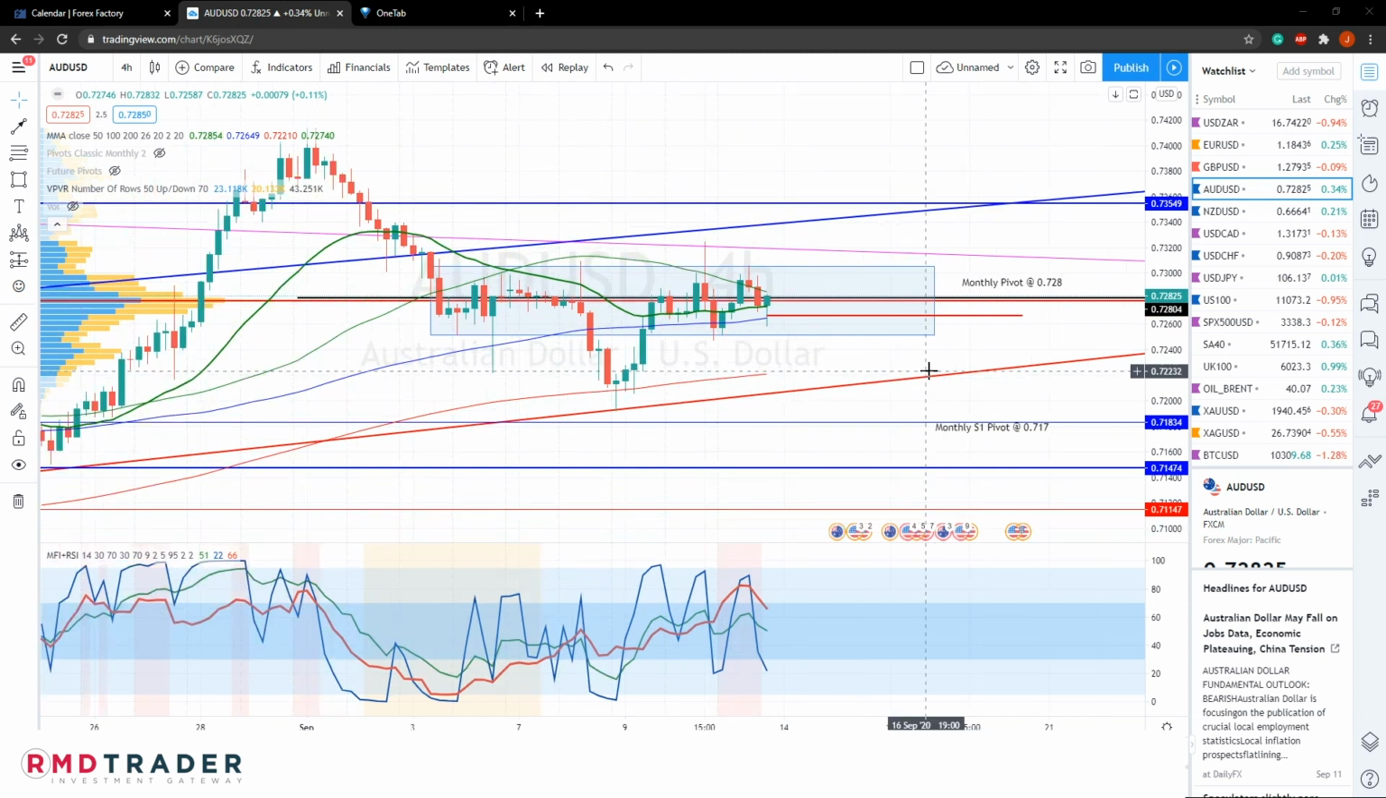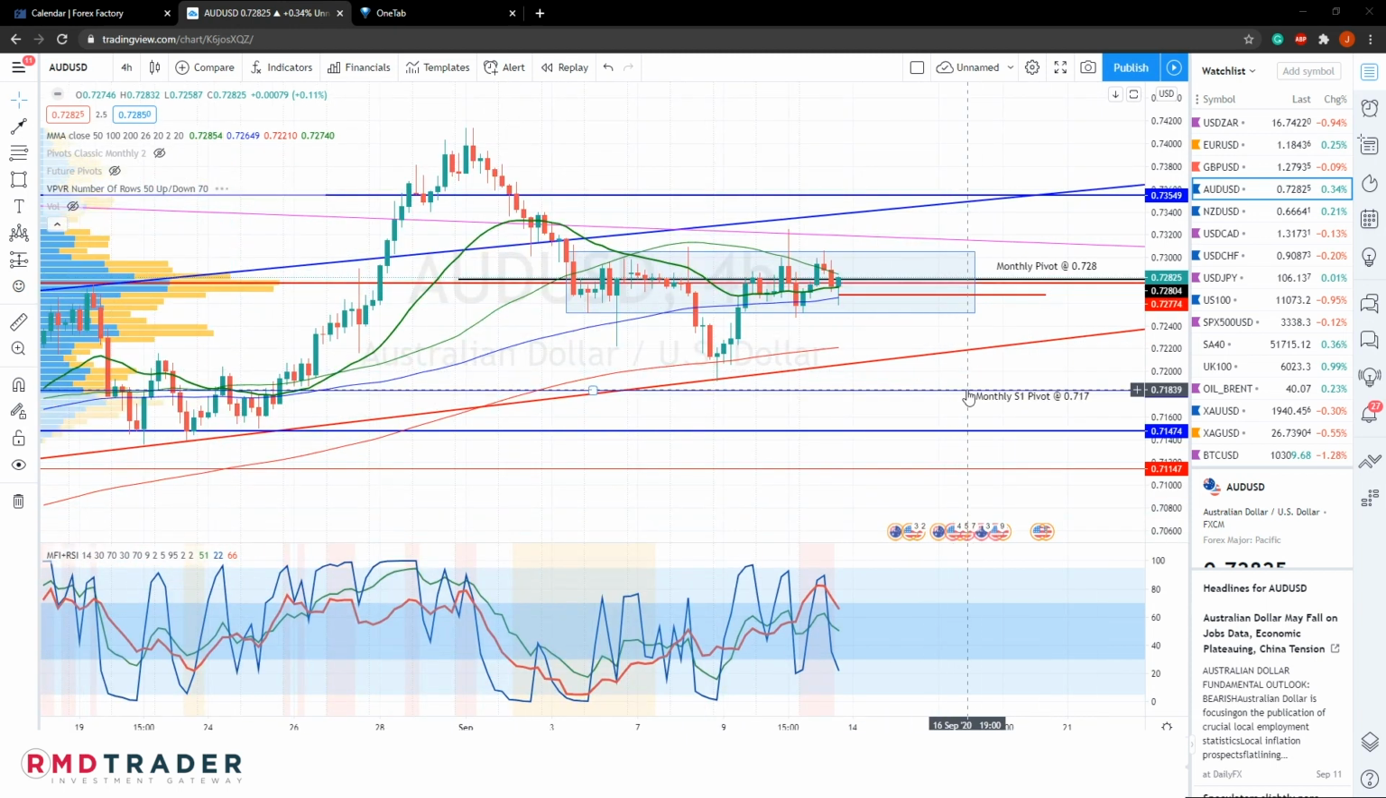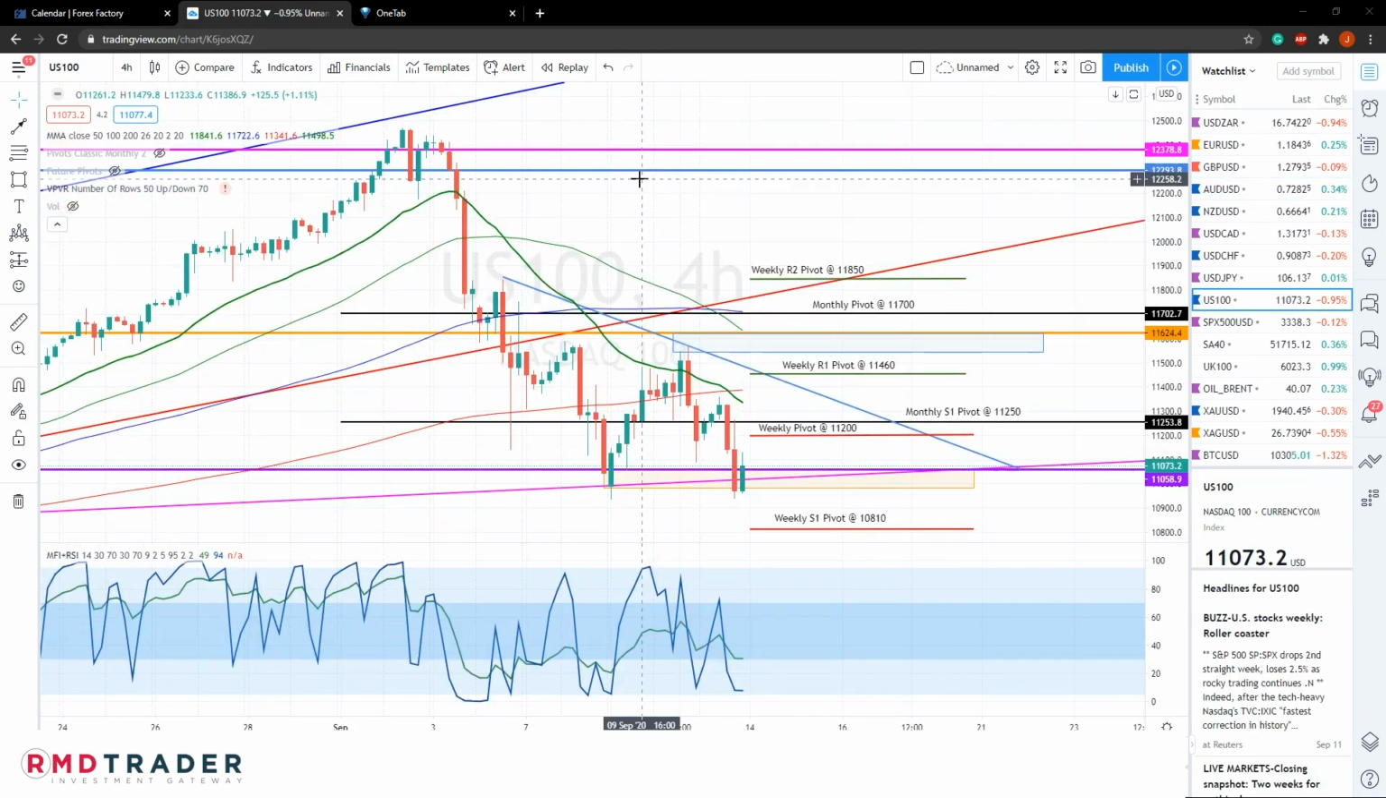And if we break below this, the first area to look out for some support would be the monthly S1 pivot at 0.717. And if that breaks, the next level to keep an eye out for would be the major horizontal support at 0.715. That would be this blue line over here.